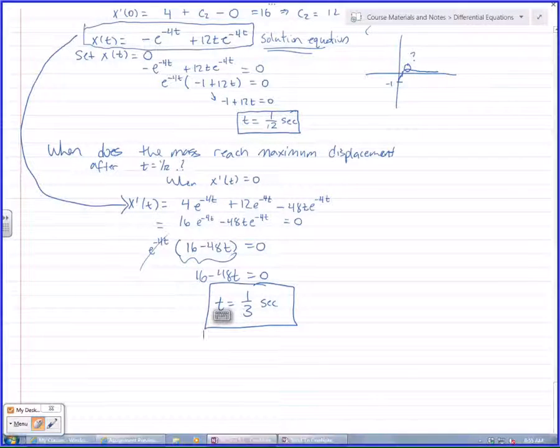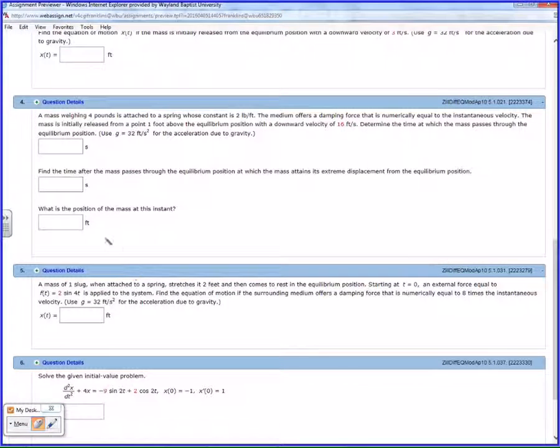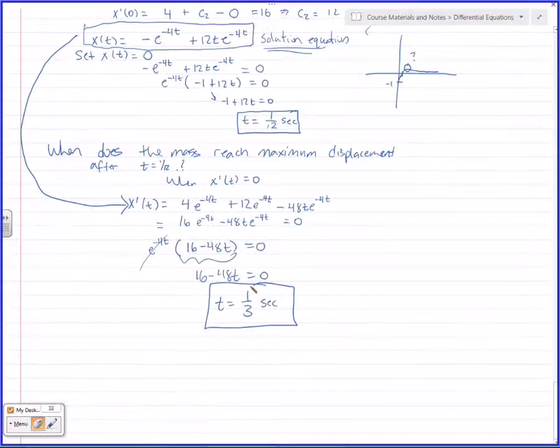Okay? And I don't remember what the last question was, so give me just a second to sneak a peek. What is the position of the mass at that instant? So how do you answer that? Go back to your position. Plug it into the solution equation.